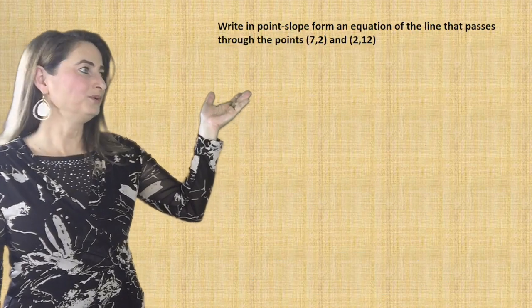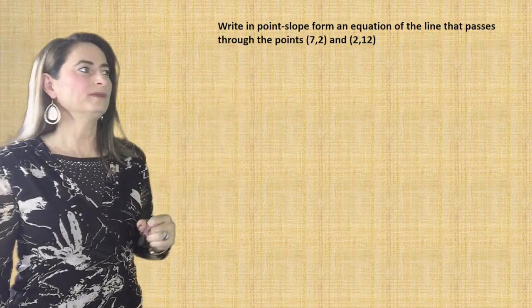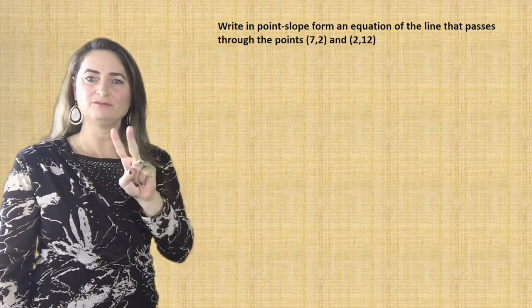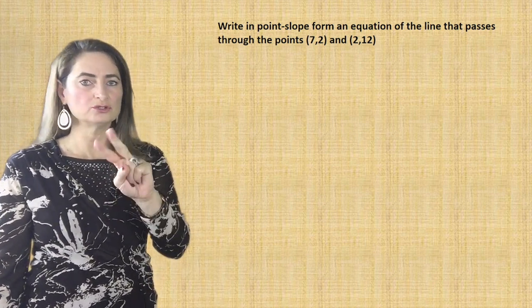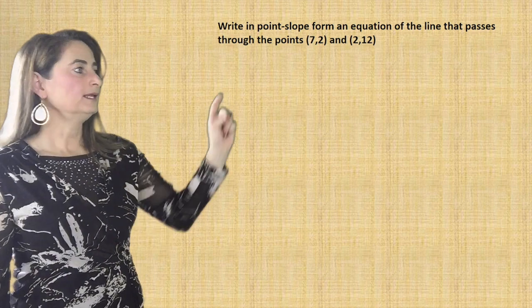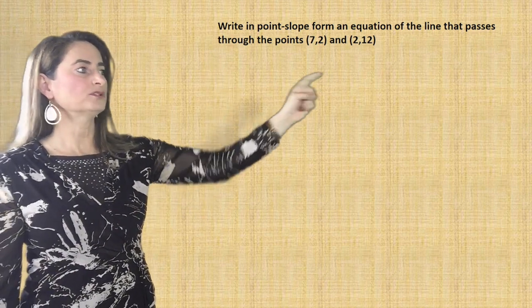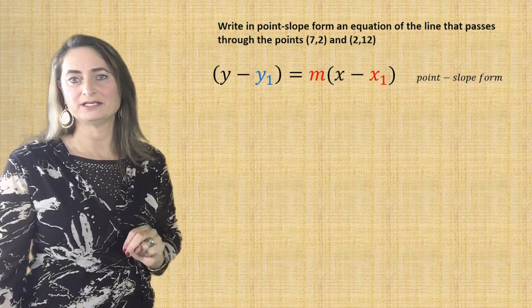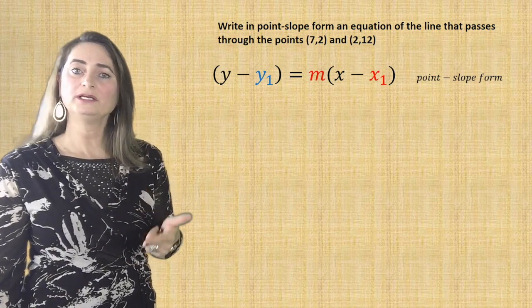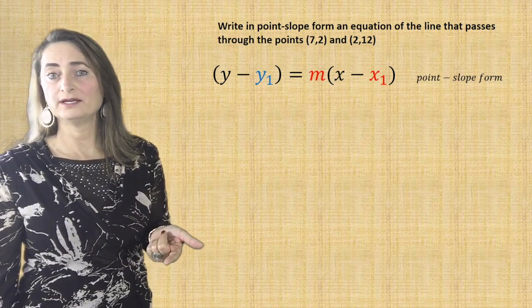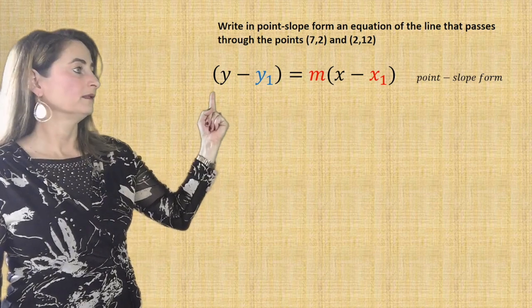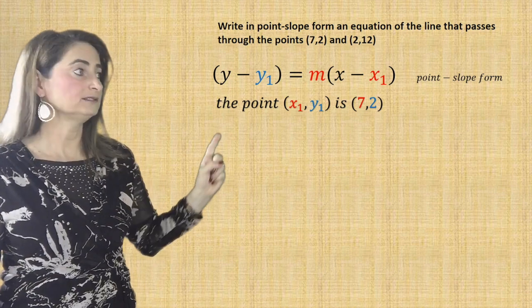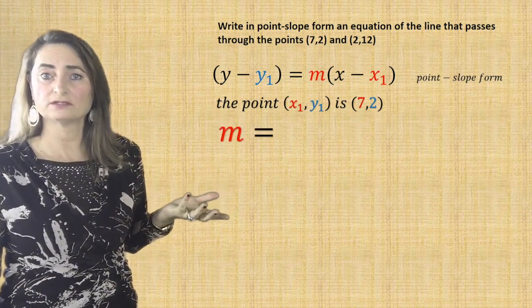Here's another example. Write in point slope form an equation of a line that passes through the points 7, 2 and 2, 12. So they give me two solutions, or two points on the line. Let's write the point slope form, which is y minus y1 equals m times x minus x1. I need the slope and a point on the line. They give me two points, so use one. The point x1, y1 would be 7, 2. I have that. Now I need the slope. How would I find the slope?